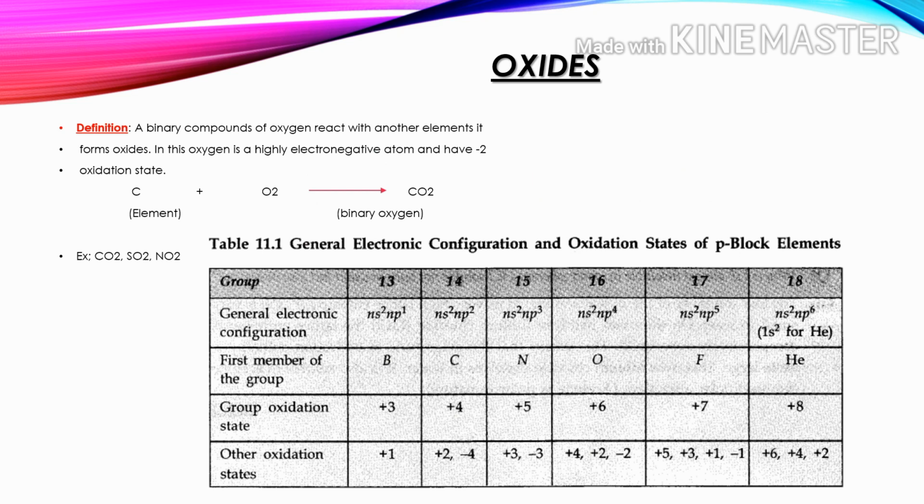The definition of an oxide: a binary compound of oxygen with another element is called an oxide. Binary compound means it contains two elements. When oxygen combines with any other element, it forms oxides. See the example: carbon reacts with oxygen and gives carbon dioxide. One more example is sulfur dioxide, nitrogen dioxide.